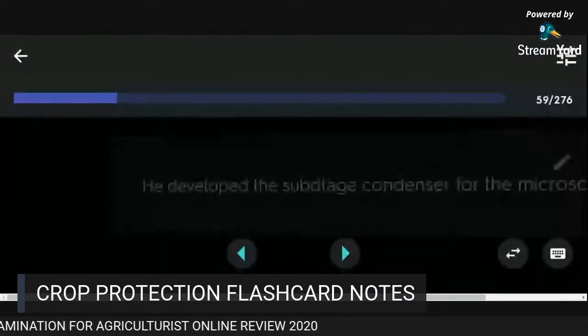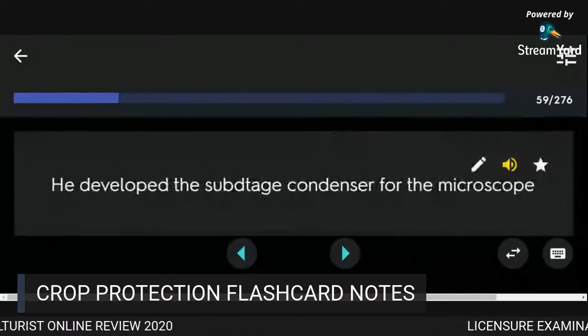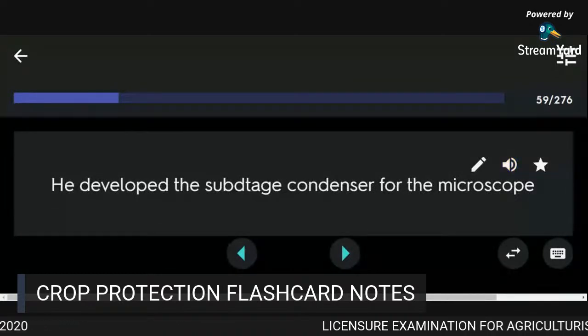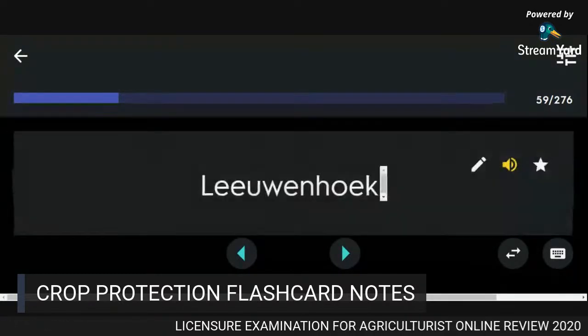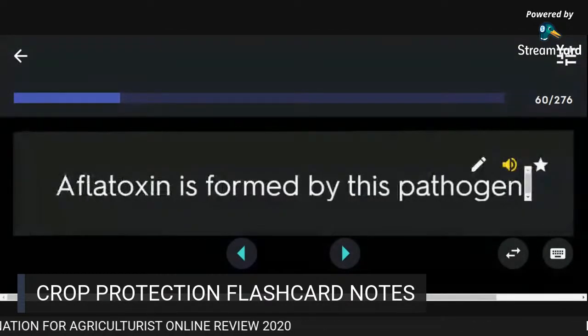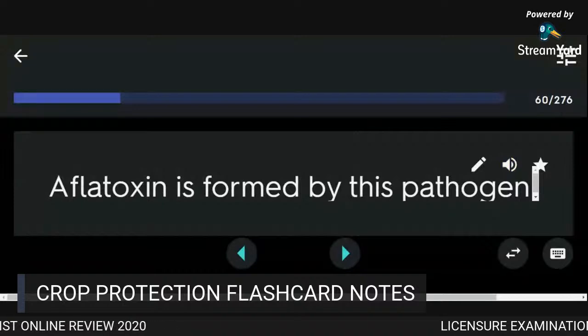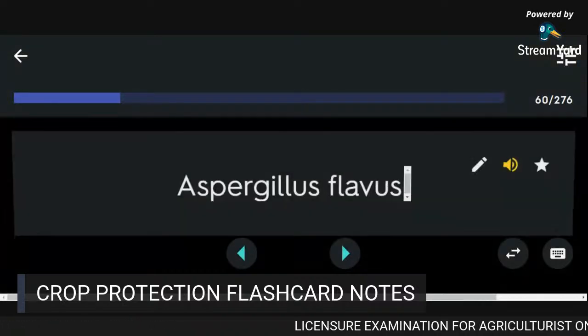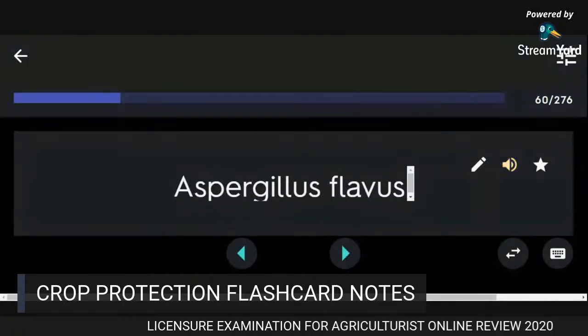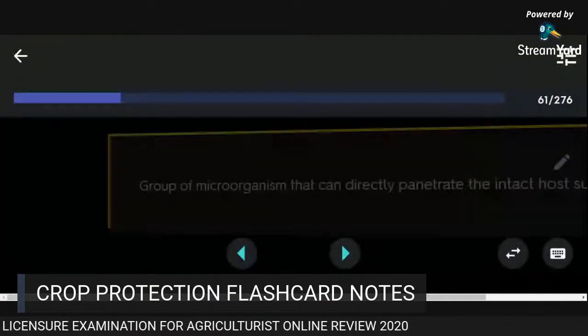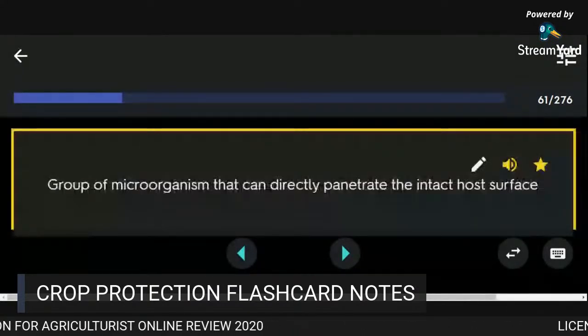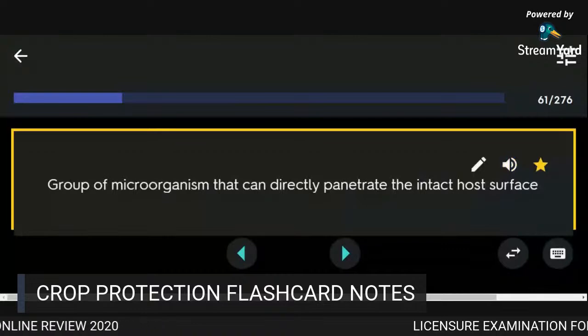He developed the substage condenser for the microscope: Leeuwenhoek. Aflatoxin is formed by this pathogen: Aspergillus flavus. Group of microorganisms that can directly penetrate the intact host surface: fungi.